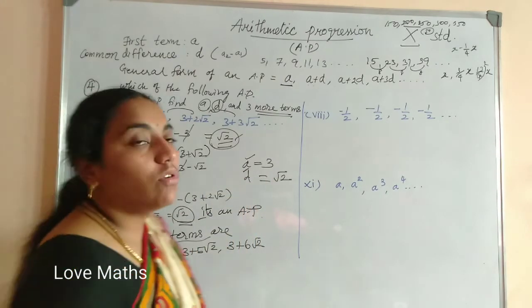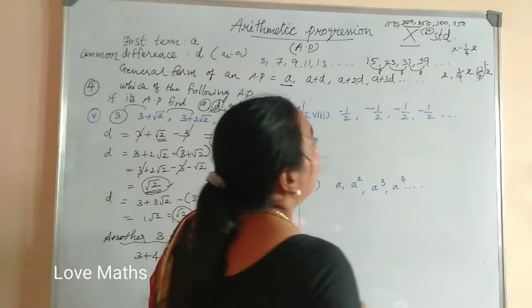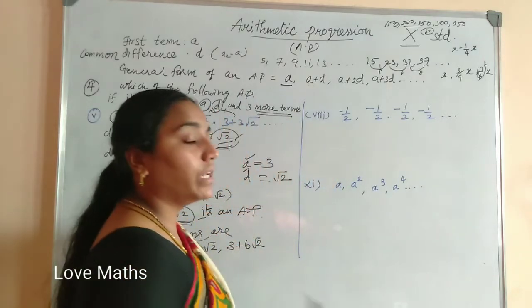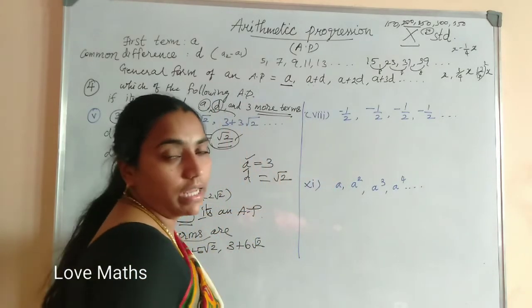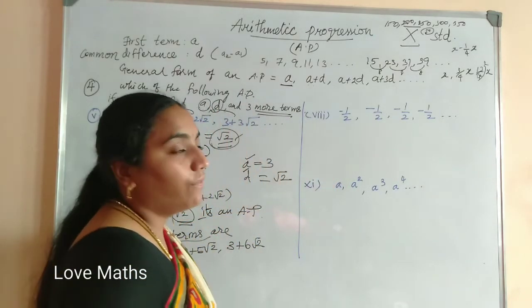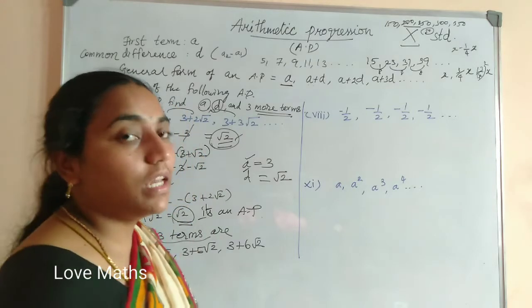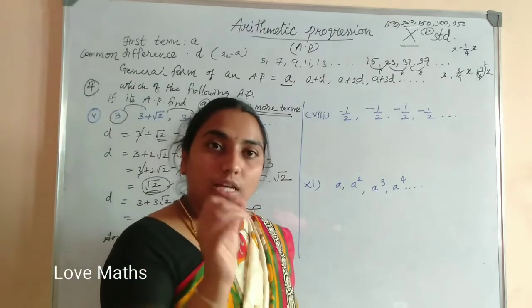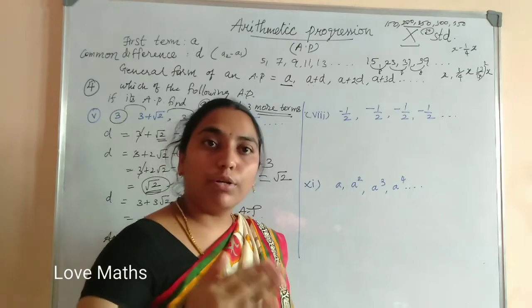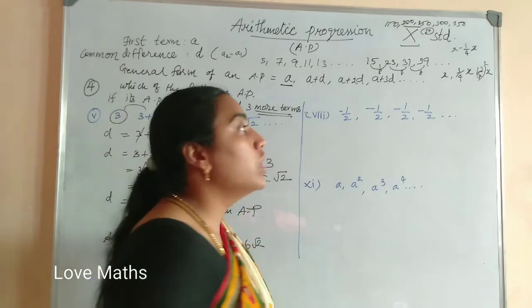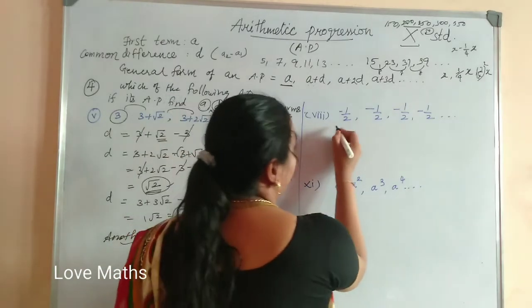Okay. Let us see another example. Minus 1 by 2, minus 1 by 2, minus 1 by 2, minus 1 by 2. All the numbers are the same. Is it an AP? Of course it is an AP. The common difference is 0. Very easy. Minus 1 by 2 plus 0 is minus 1 by 2. So it's an AP clearly.